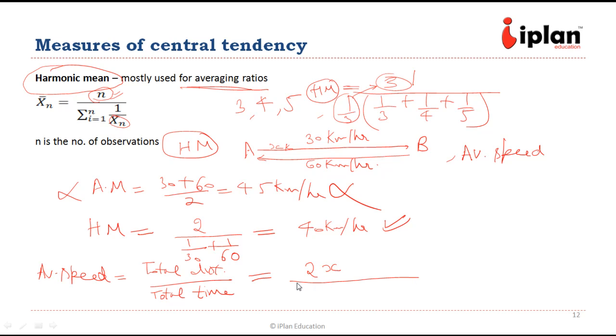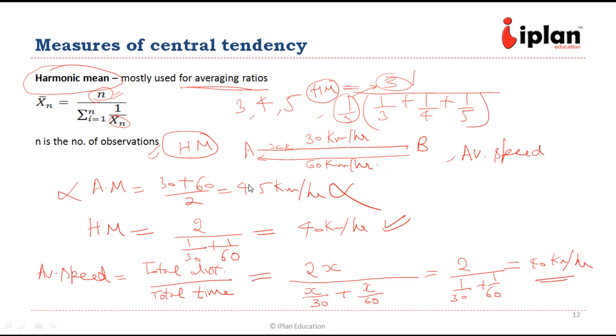Okay. And the time taken while going from A to B is going to be the distance divided by speed, x by 30. While coming back, the time is x divided by 60. x was the distance, 60 was the speed. So if we remove x, the value is same as the harmonic mean, which comes to be 40 km per hour. So in such cases, we use harmonic mean instead of arithmetic mean.